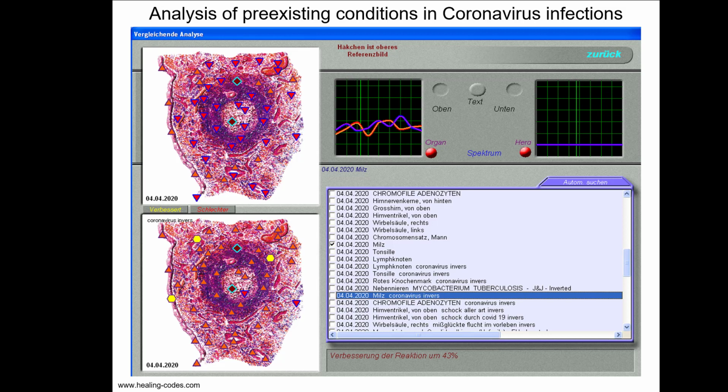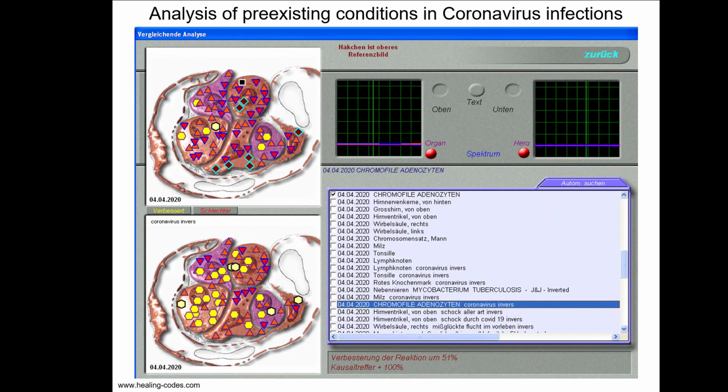Also, the spleen shows a clear energetic disturbance, which is improved by 43% by inversion of coronavirus. The imaging of the so-called chromophilic adenocytes is interesting. Chromophilic adenocytes represent a cell structure in the pituitary gland and correlate best with the condition of the patient. If one wants to know, with the help of NLS analysis, how a patient is clinically up to date, it is recommended to search for the chromophilic adenocytes. The value of 51% displayed here indicates that the patient is in a poor condition.